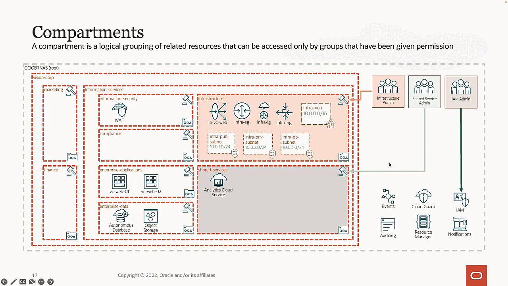Right. So you don't need to have multiple tenancies within that. You can utilize compartments for that organizational structure and provide those guardrails for your security posture. Exactly. Absolutely.